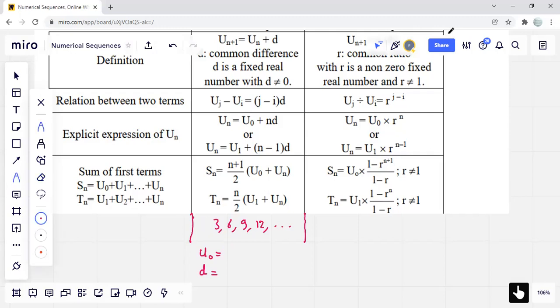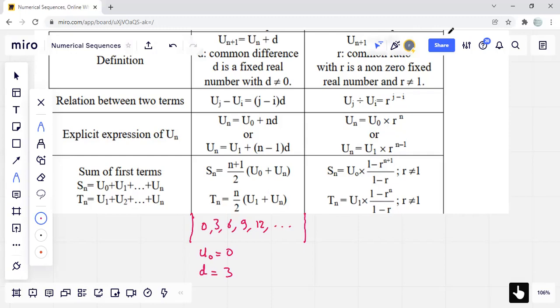We can start at 0, for example. 0 plus 3, 3 plus 3 is 6, 6 plus 3 is 9, 9 plus 3 is 12, and so on. So the first term here is 0, and the common difference is 3. We started at 0 and we are adding 3.